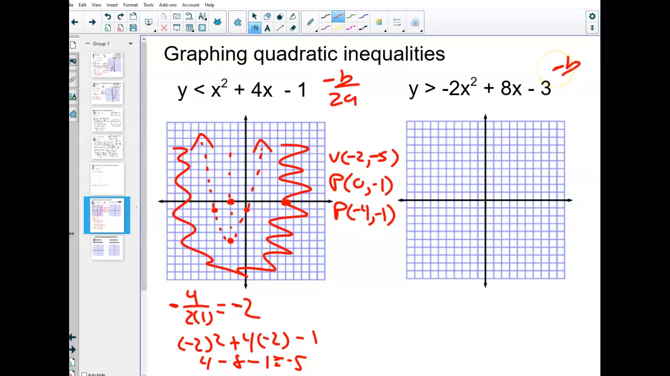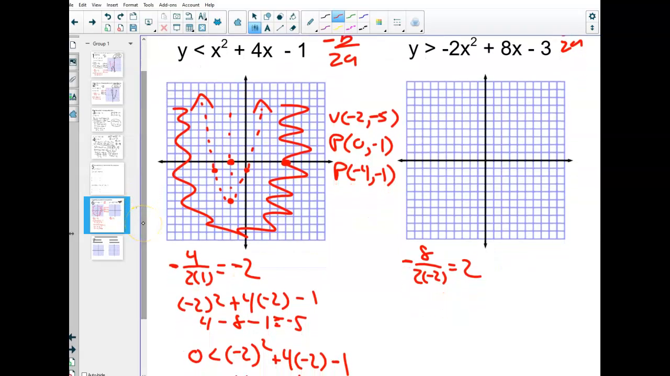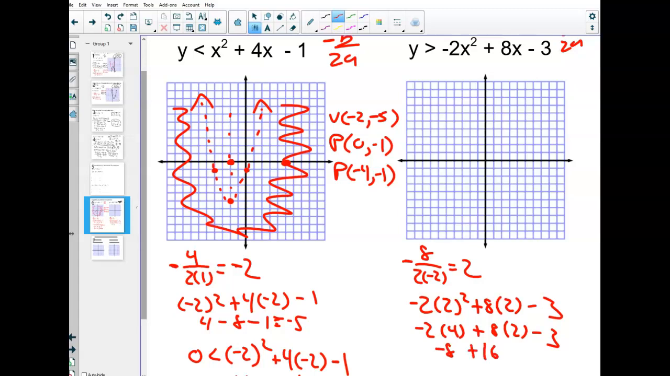Once again, I'm going to use negative b over 2a. And I'm going to get negative 8 over 2 times the negative 2. We have two negative signs. So this becomes a positive 2. Negative 2 times 2 squared plus 8 times 2 minus 3. Negative 2 times 4 plus 8 times 2 minus 3. So that becomes negative 8 plus 16 minus 3. That equals 5. All right?